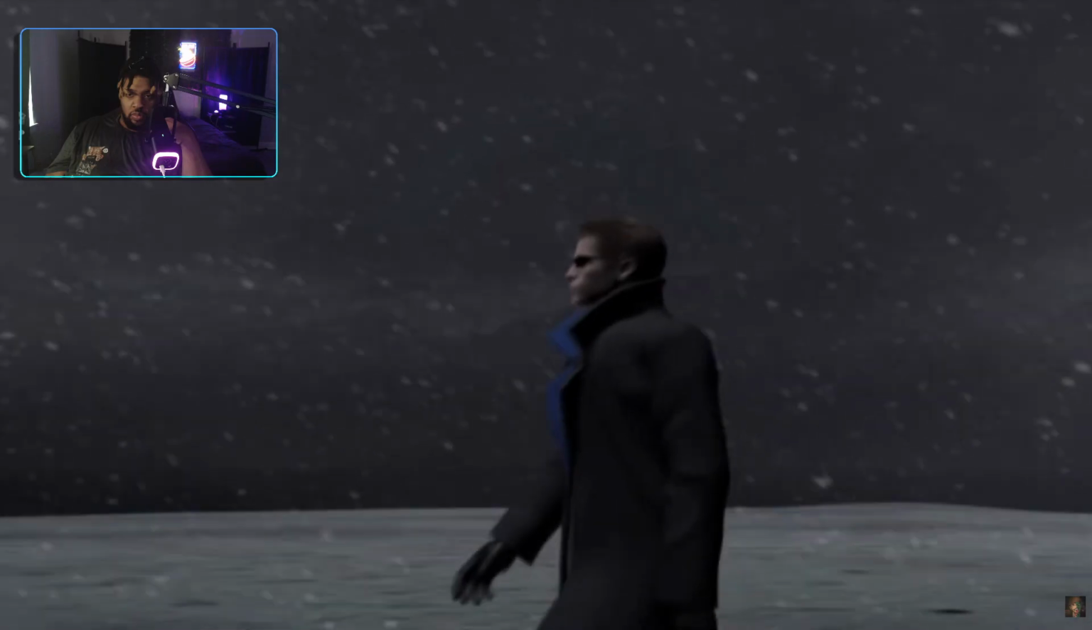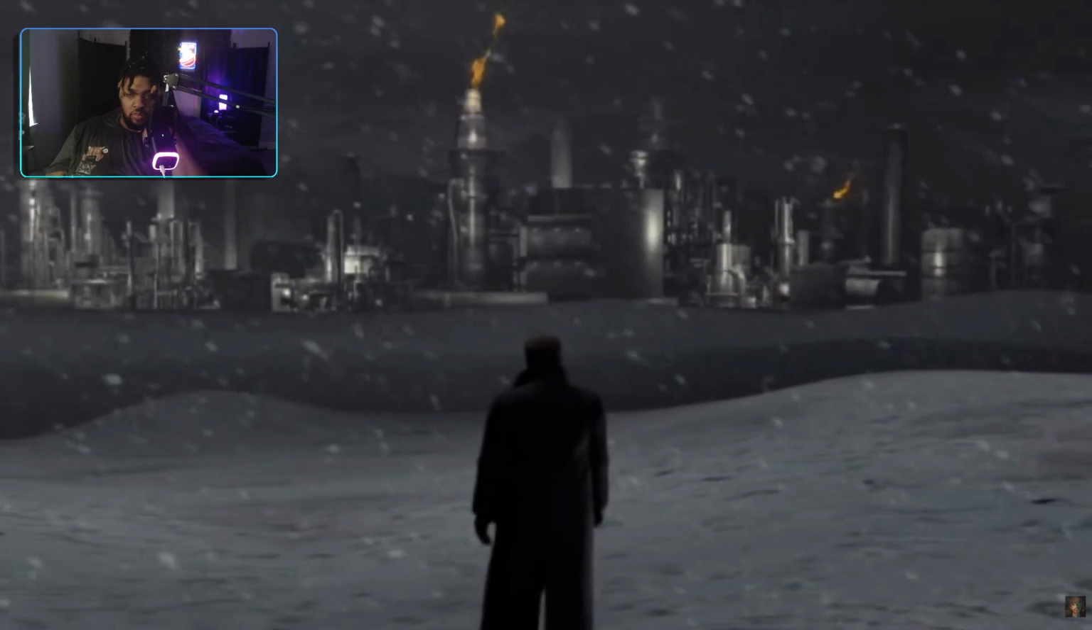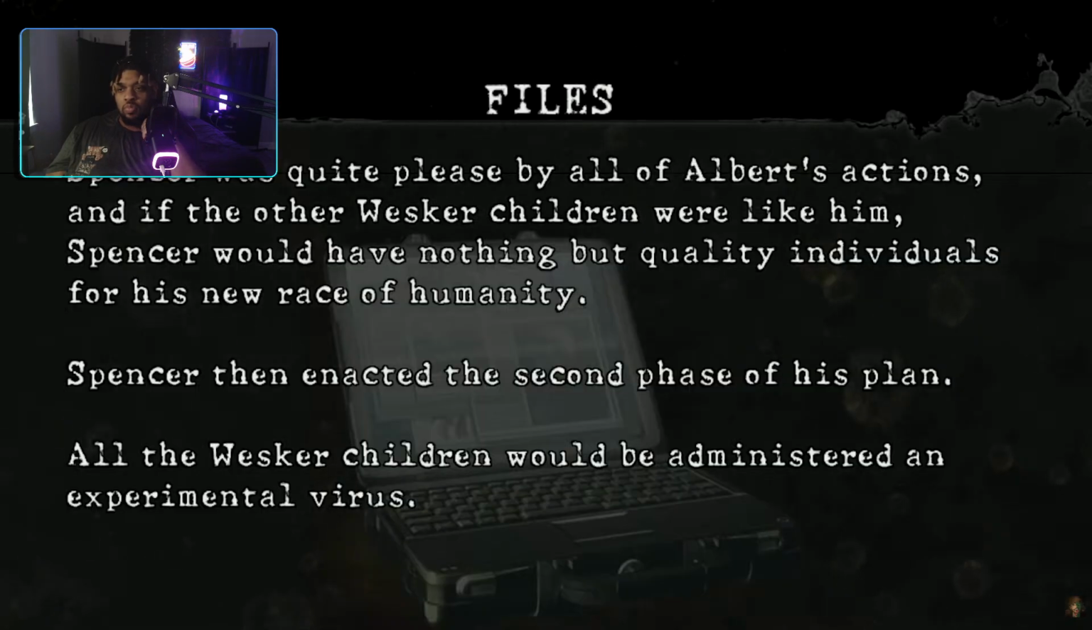Like most other Project W subjects, Albert had gone out into the world and ended up working for Umbrella through the training school. All the Wesker children were given an experimental virus, and this was phase 2 of the plan. It was designed to set apart the ones who were exceptionally gifted from those who were not.